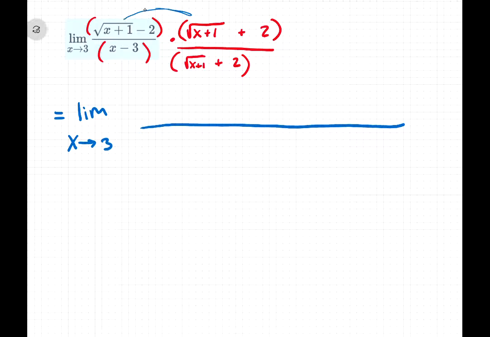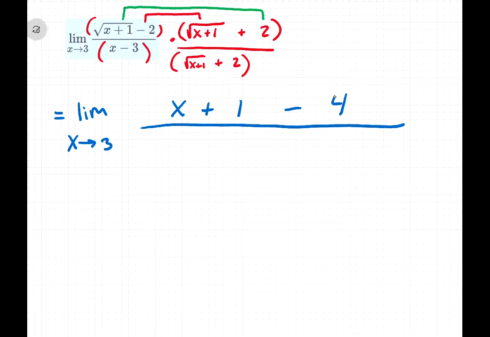So on top, first times first gives us an x plus a 1. And the whole reason behind using the conjugate is because the two cross terms, or the two middle terms, cancel out. We have a positive 2 times the square root of x plus 1, and we have a negative 2 times the square root of x plus 1. So they cancel each other out. And then we have last times last, negative 2 times positive 2 is a minus 4.